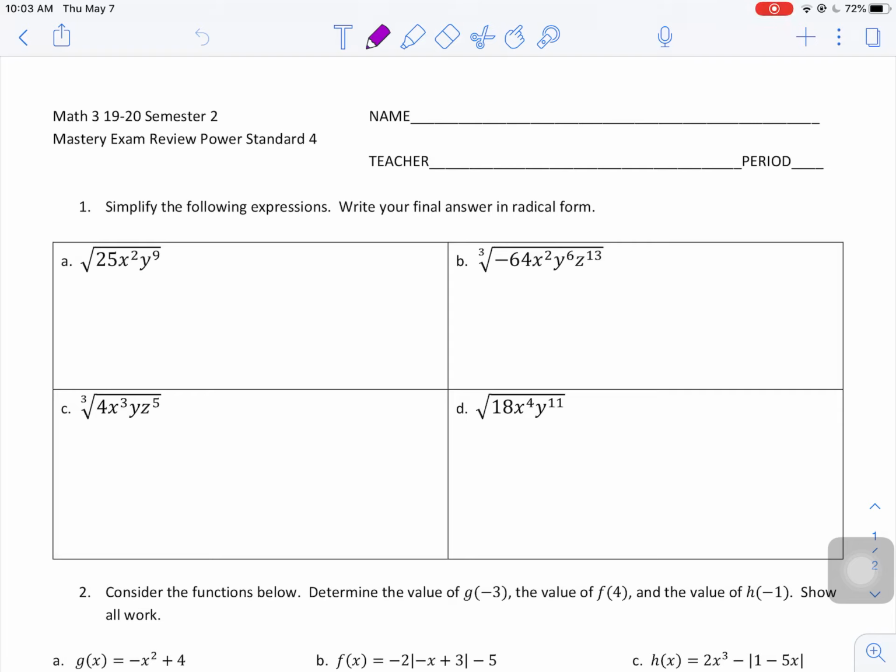Math 3, Semester 2, Mastery Exam Review, Power Standard 4. Simplify the following expressions. Write your final answer in radical form.